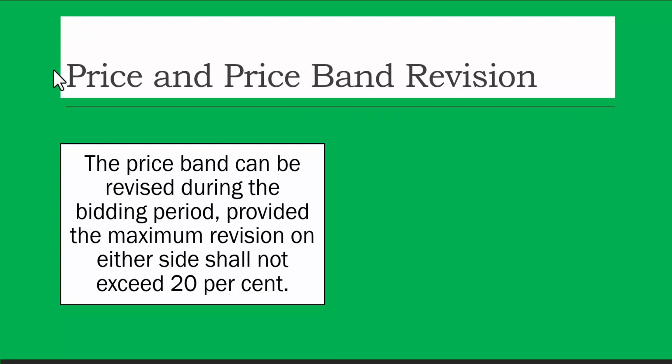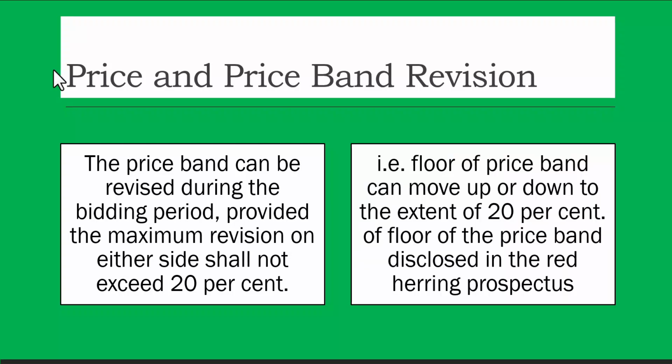Just read this. The price band can be revised to make a better deal, provided the maximum revision is 20%. That is, the price band can move up or down to the extent of 20% of the floor of the price band disclosed in the red herring prospectus.